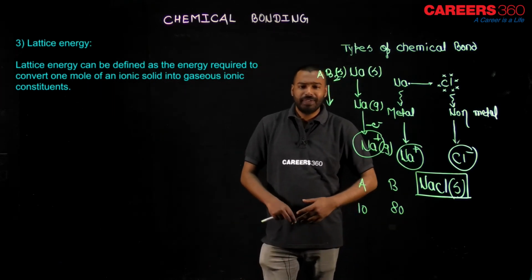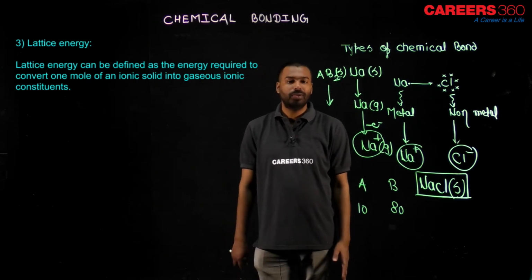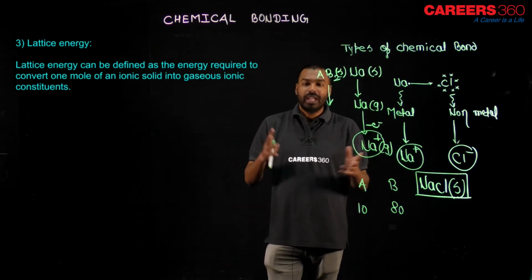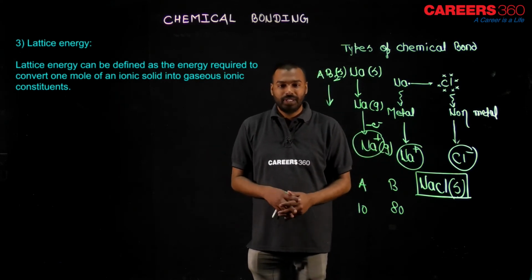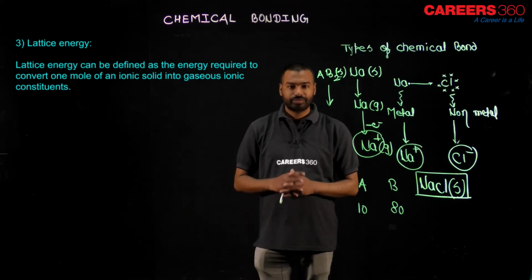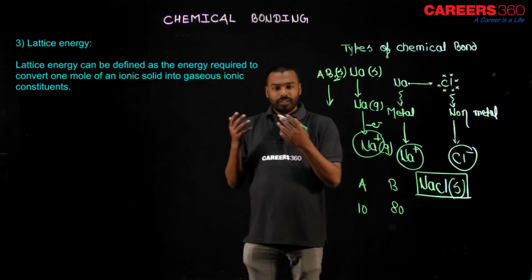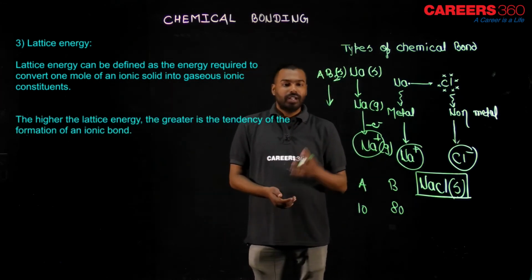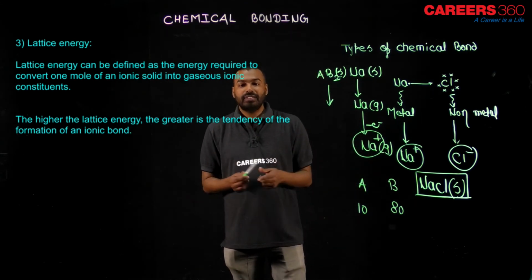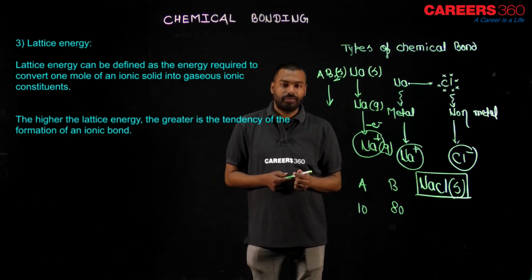Actually, lattice energy is a very detailed concept in chemical bonding, only in class 11. Here we study the Born-Haber cycle also, and so many questions arise from here. Detailed discussion is in the class 11 chemical bonding chapter. Let us see how it affects bonding formation. The higher the lattice energy, the greater the tendency of formation of an ionic bond.